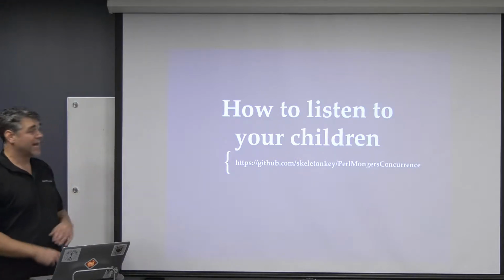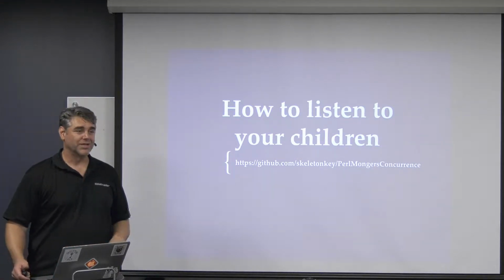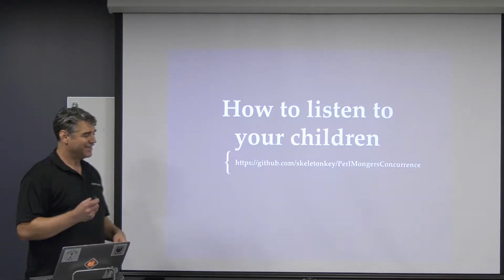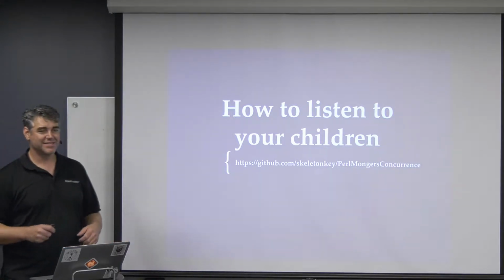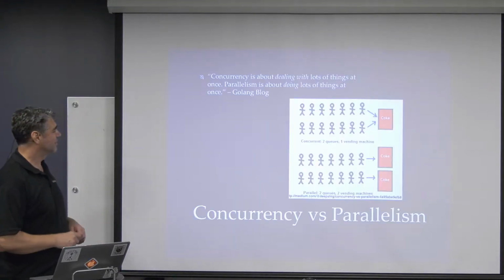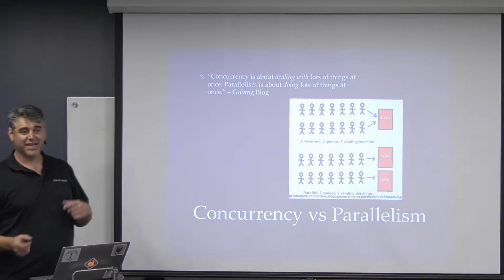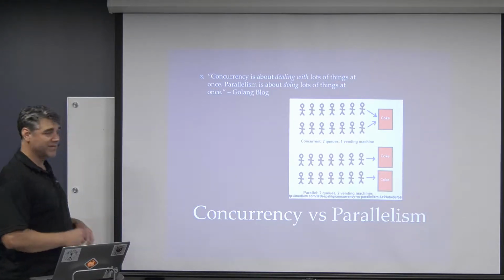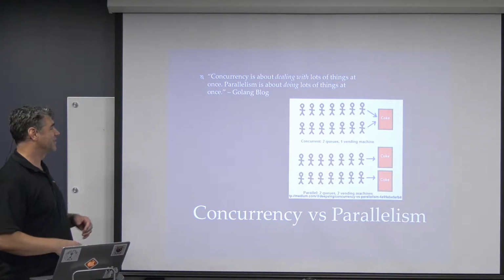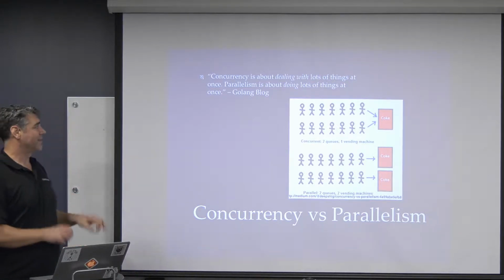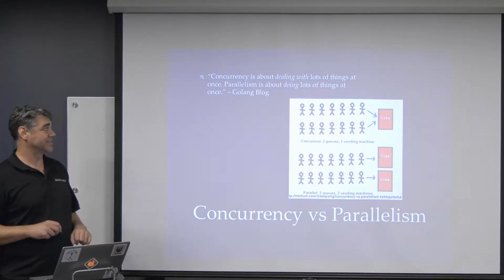The topic is how to listen to your children, or really just a fancy way of saying concurrency. First thing that I learned is that concurrency is not parallelism. To me, I didn't think that it was a problem, but I guess a lot of people need this explained to them. Concurrency is about dealing with lots of things at once. Parallelism is about doing lots of things at once.